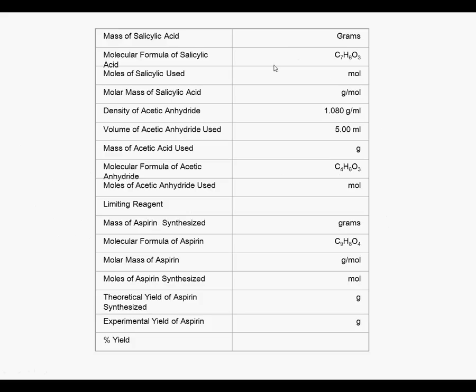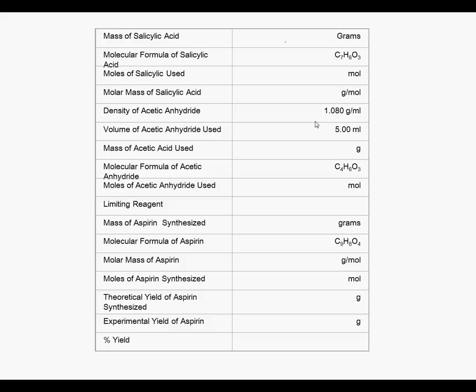So that's where you're getting this information that you would fill into this chart here. So you have the mass of salicylic acid. That's the mass that you weighed out initially. I gave you the molecular formula of salicylic acid. Based on the grams that you used, figure out how many moles of salicylic acid you used. You're going to fill in the molar mass, which technically I gave you in the lab, so you could just fill that in.